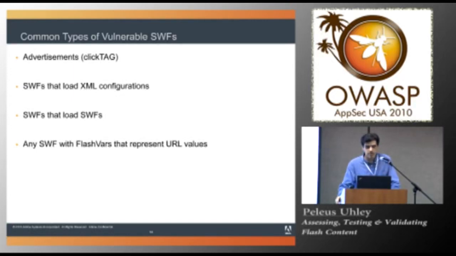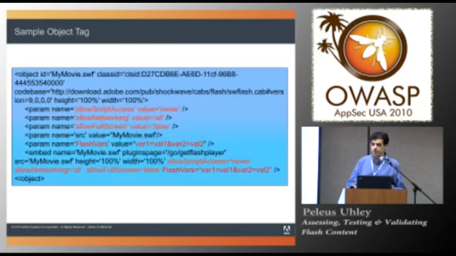The thing that all of these things have in common is you're looking for Swifts which have flash vars that represent URL values. And by flash vars, what I mean is within the object tag, there's a parameter called flash vars, and then there's a series of values which get passed in. And flash vars are just a way to dynamically initiate a Swift based on the page load.